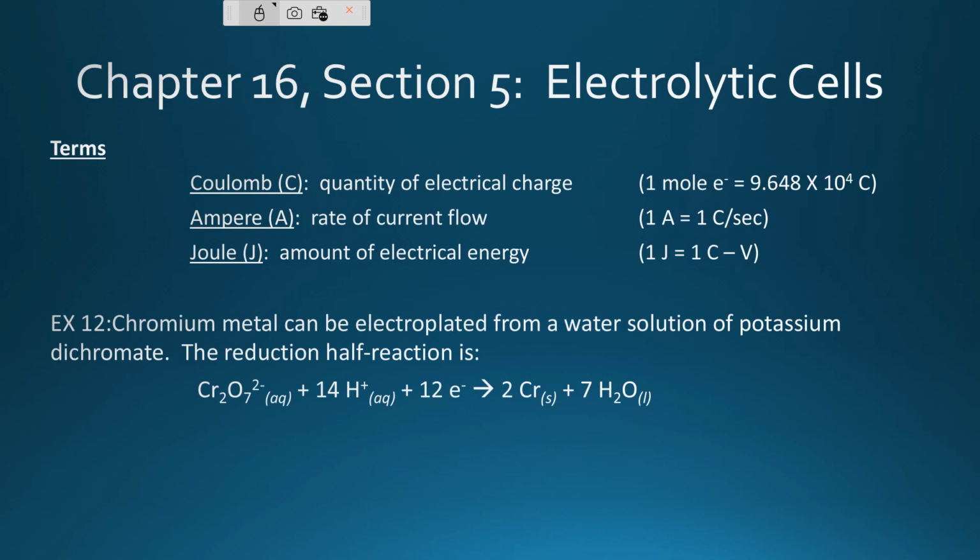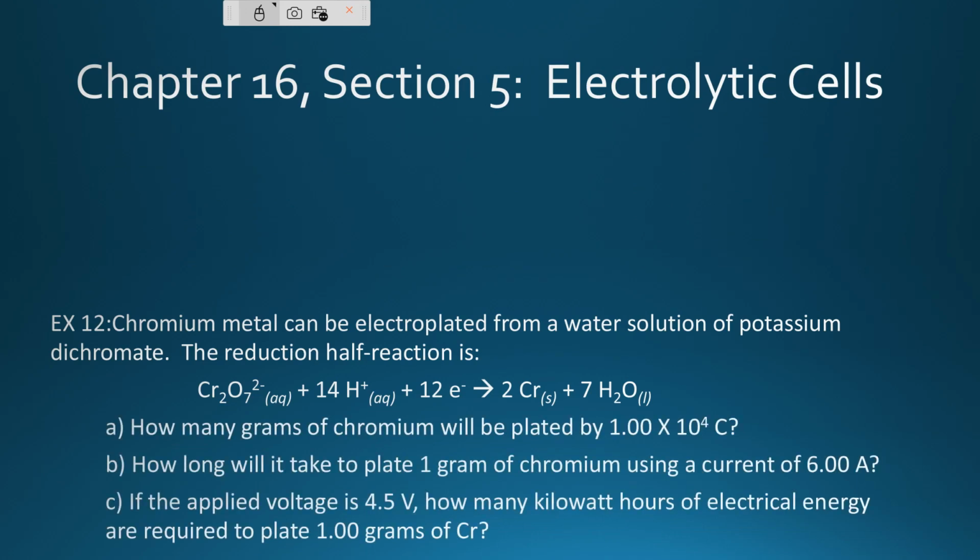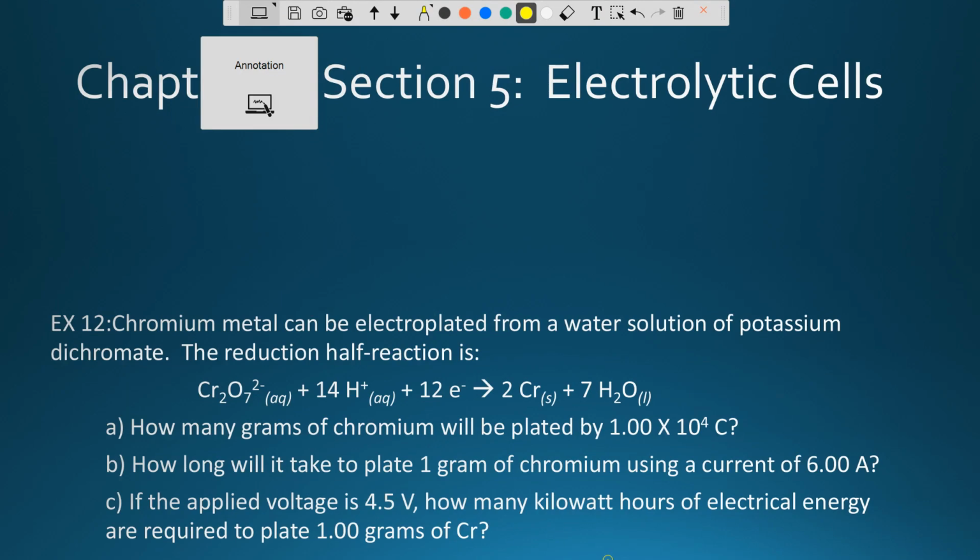Let's take a look at an example, number 12. Now we want to know how many grams of chromium are going to be plated with a certain number of coulombs. How long will it take to plate 1 gram of chromium using a current in amperes? And then if the voltage is this. So notice what I'm providing for you guys. I'm providing some examples of coulombs, some examples of amps, and some examples of joules.